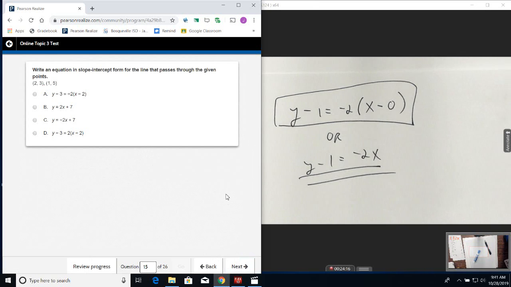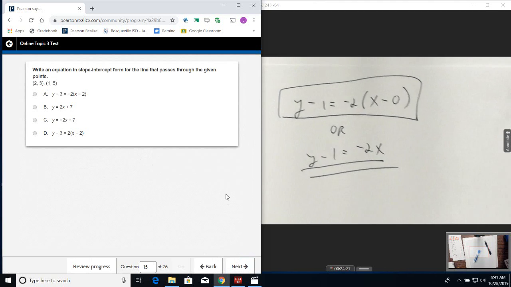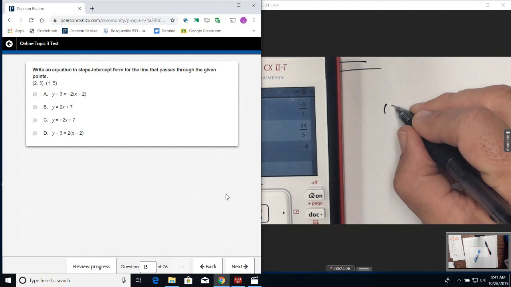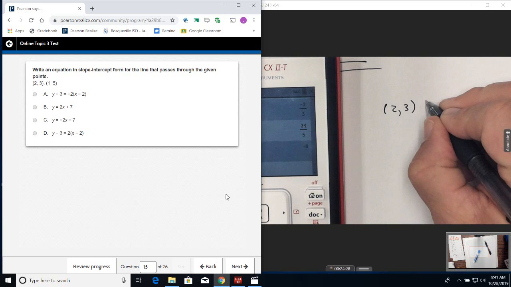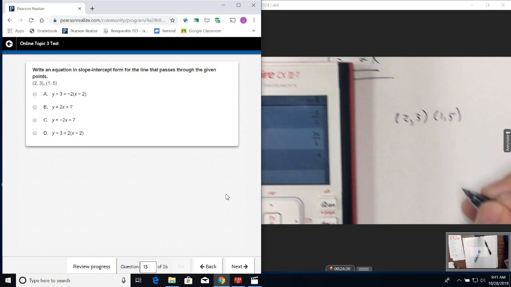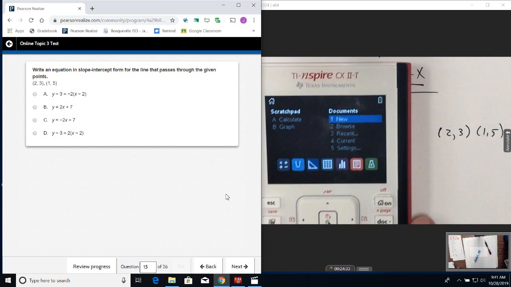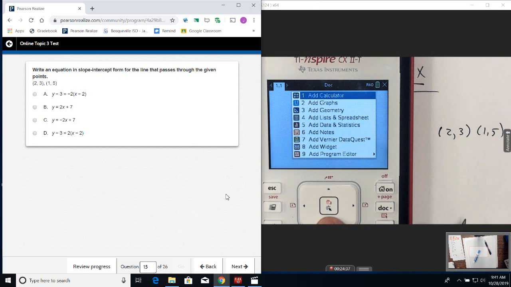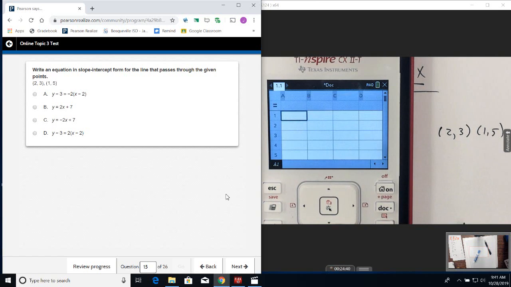All right, it says, write an equation in slope-intercept form for a line that passes through the two given points. So what are my 2 points that are given to me? 2, 3, and 1, 5. If you want to write an equation in slope-intercept form, why not just go to your calculator and go to New Document, don't save your last, add what? Lists and Spreadsheets, title that as X, title that as Y, and then enter your x coordinate and then your y.